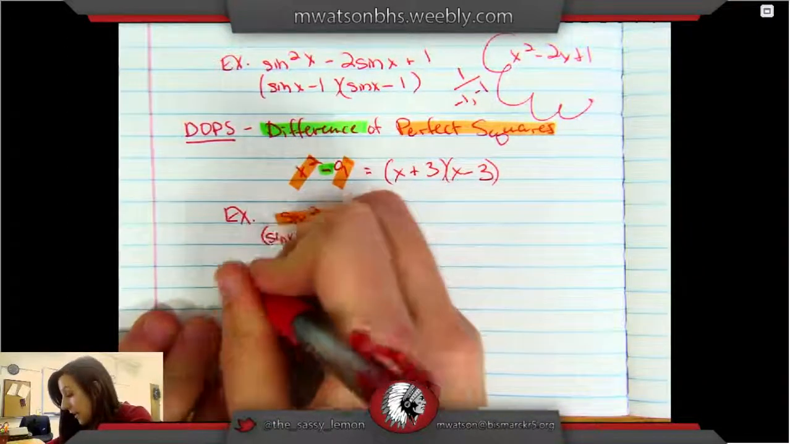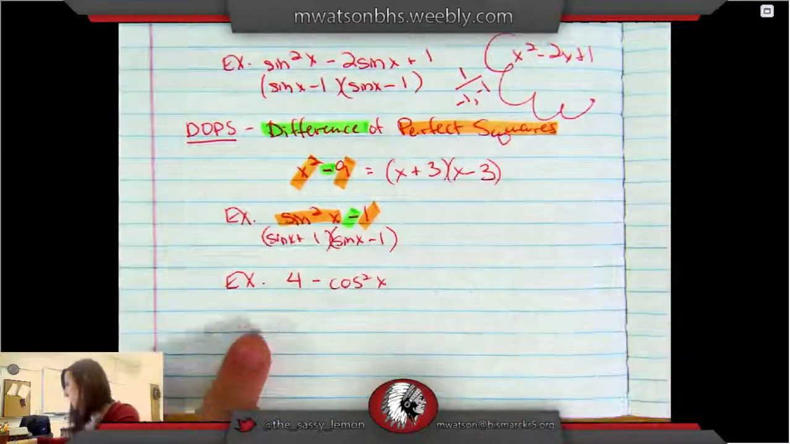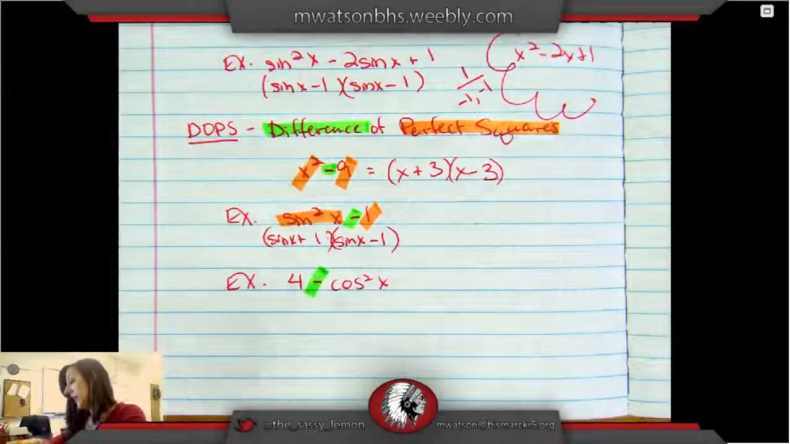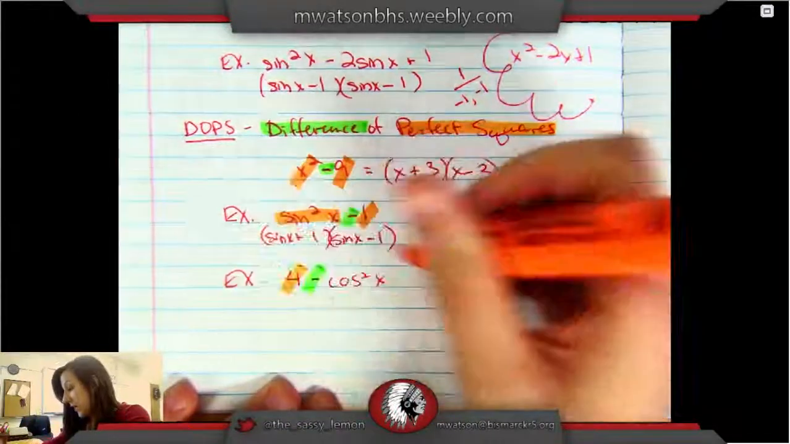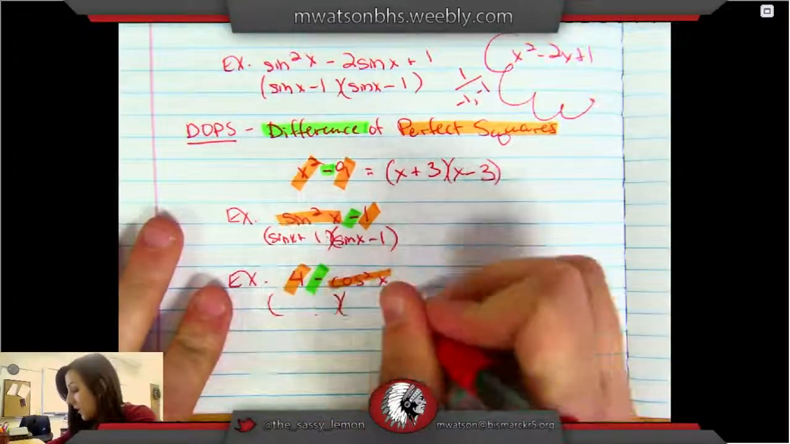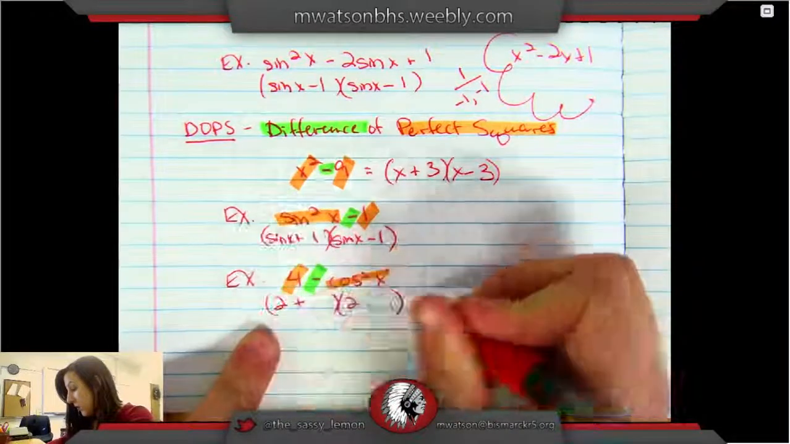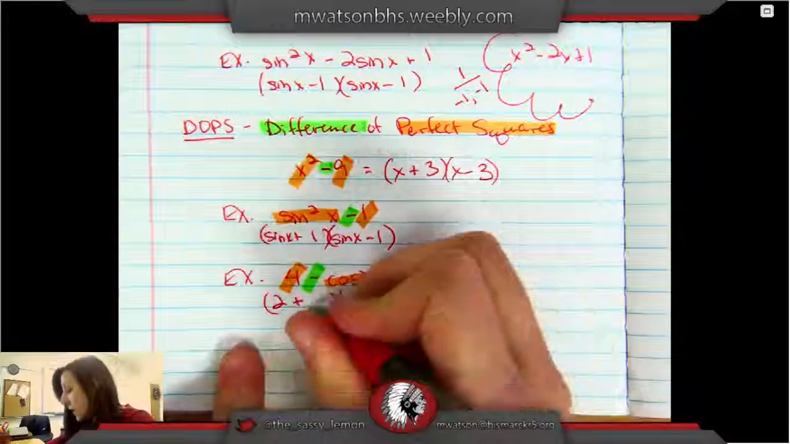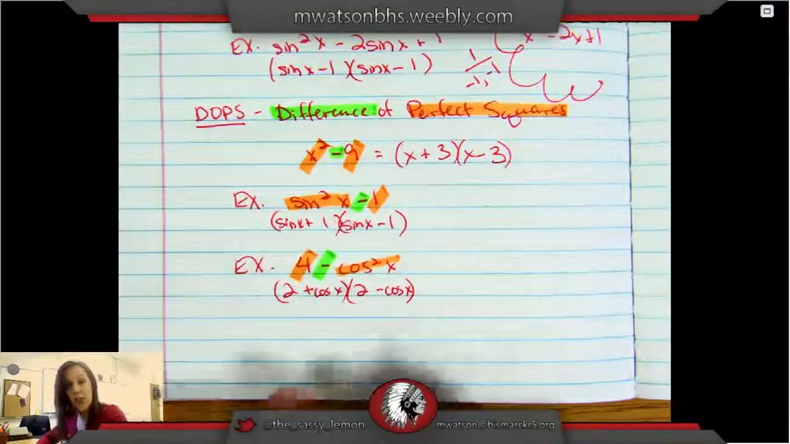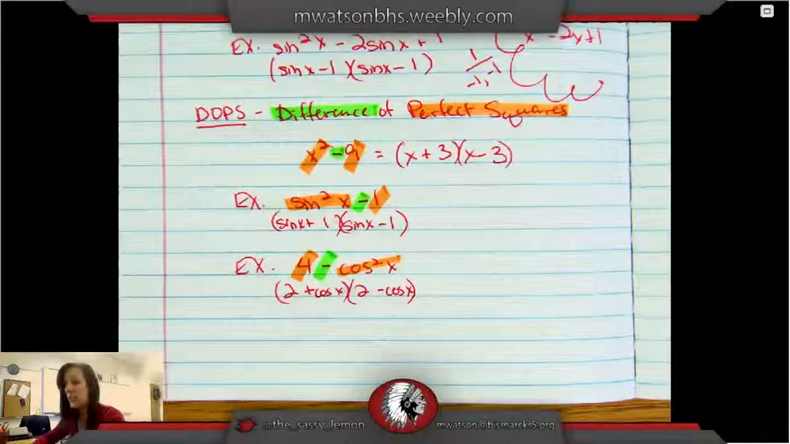Another example might be 4 minus cosine squared x. So you can see again, there's subtraction in between them, has to be subtraction in between, and then you've got a perfect square and a perfect square. So in your parentheses, you would do the square root of 4, that's 2, put it here and here, put 1 plus, 1 minus, and then the square root of cosine squared, that's cosine x. So this can be helpful sometimes whenever you're trying to cancel a weird quantity that you just can't get rid of. Maybe you can use some of these.